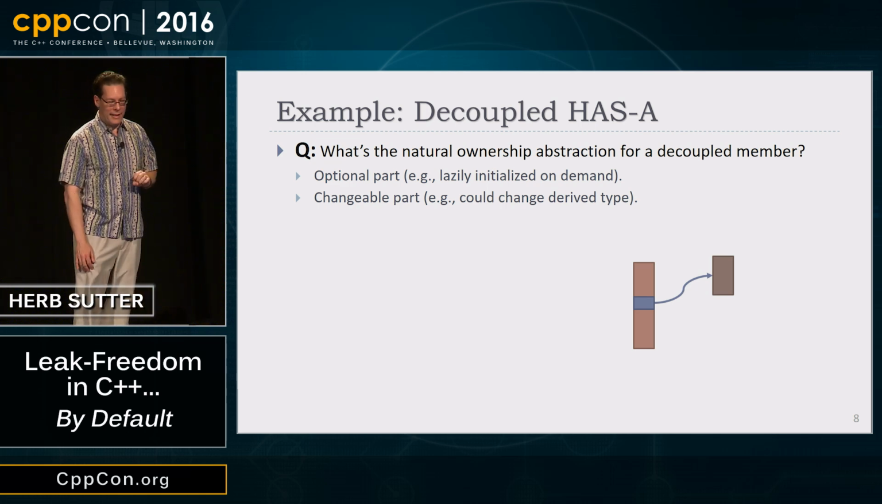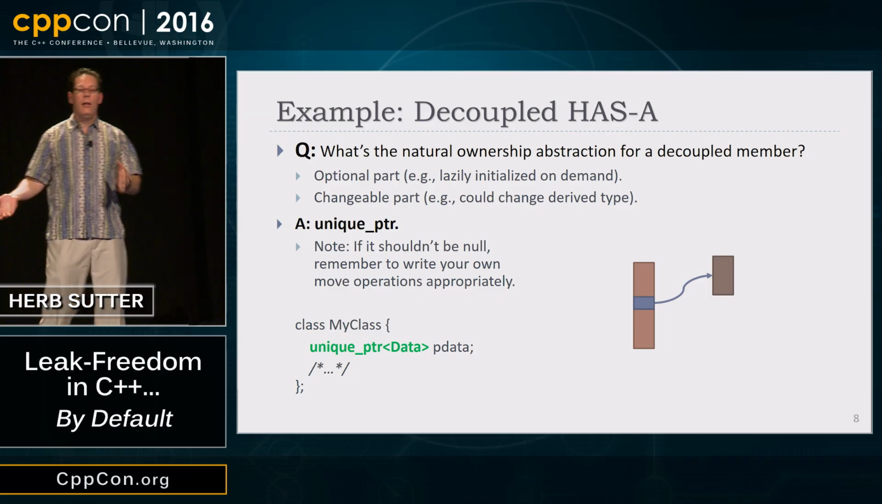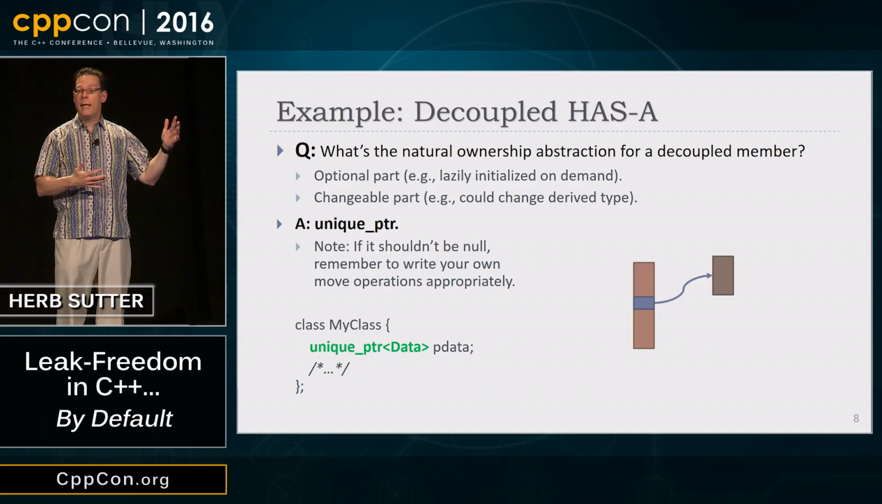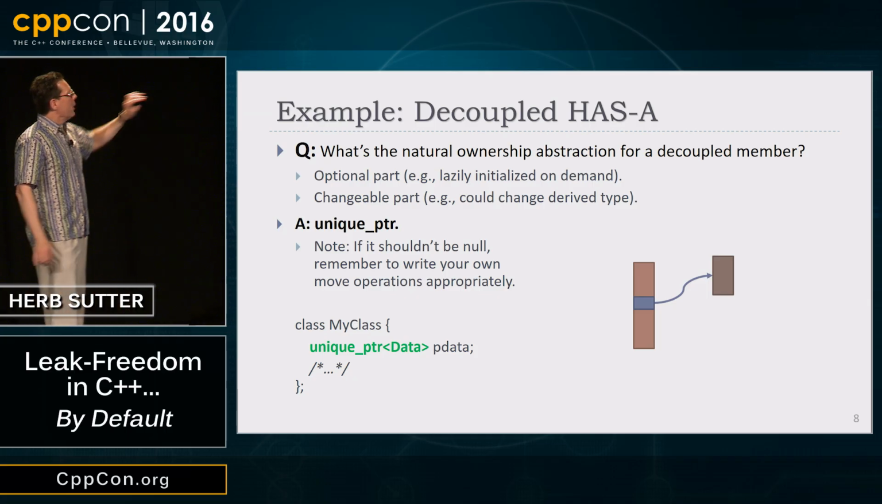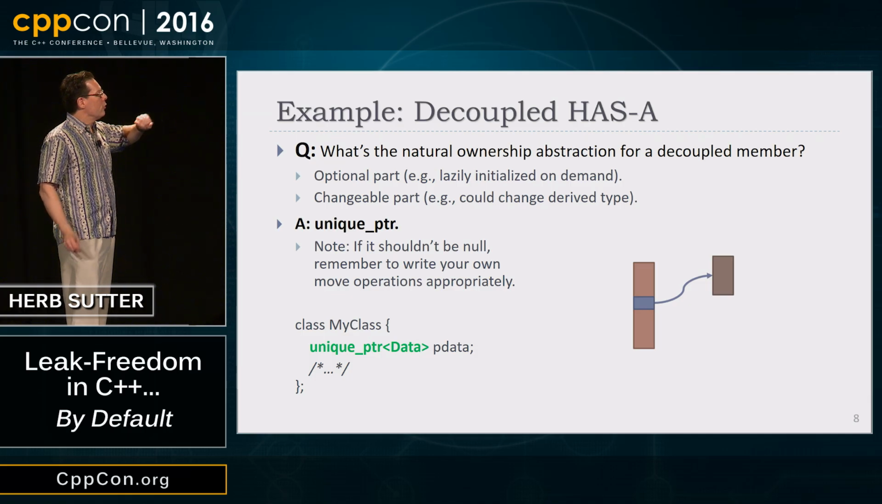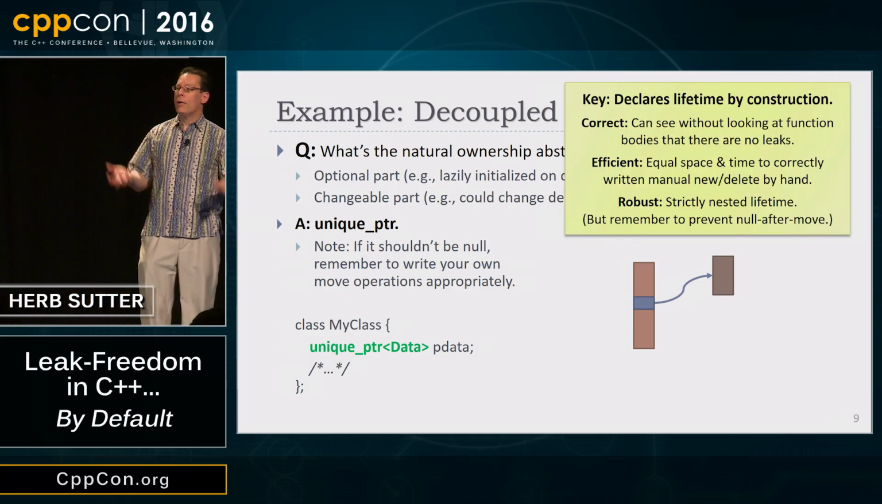Unique pointer, excellent. So unique pointer. If it shouldn't be null, then the move operation might make it null. If you want to make sure that you handle null properly, you can use a not null unique pointer as well. But unique pointer is your go-to tool. And again, this declares lifetime by construction.